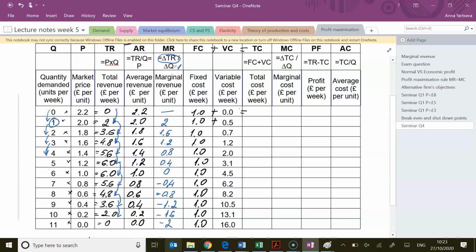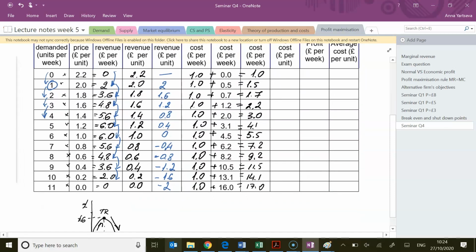So we used to have 0 plus 1, it's 1. Variable cost 50p plus 1, 1.50. 70p materials, £1 extra, 1.70, and so on. Simply add up all these numbers together, simply increase your variable cost by £1, and you will get your total cost data. So it will be 2.20, 3.0, 4.10, 5.50, 7.2, 9.2, 11.5, 14.1, and 17.